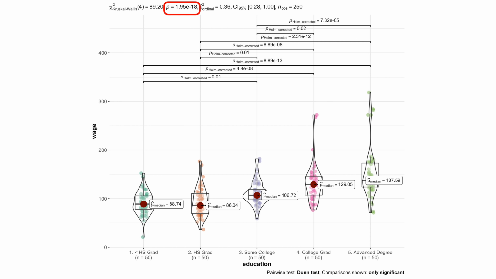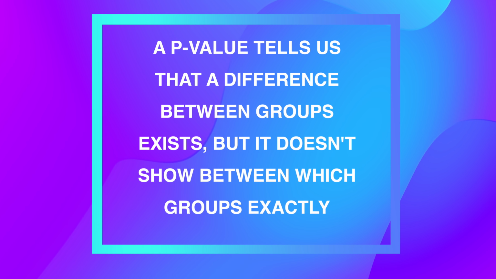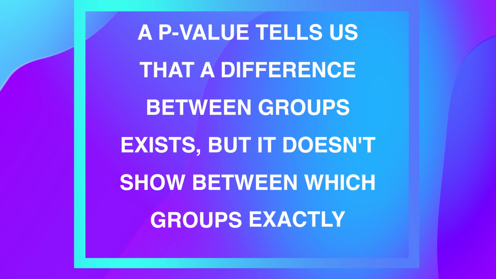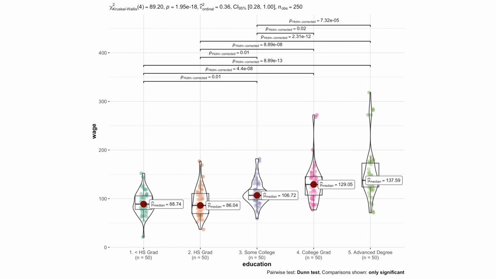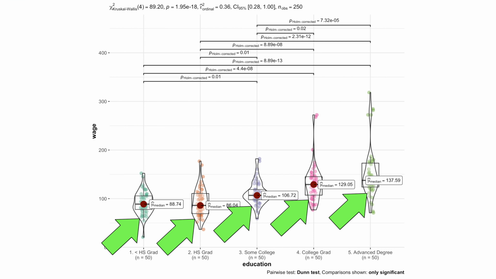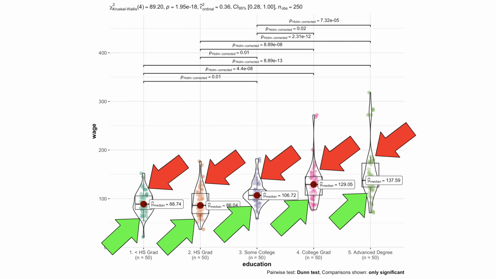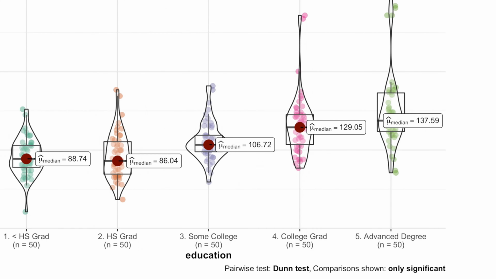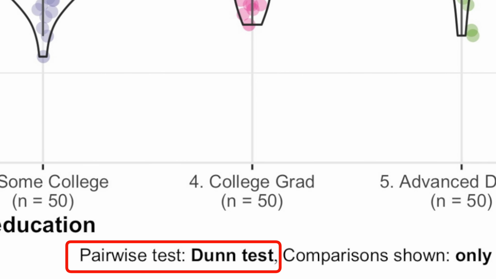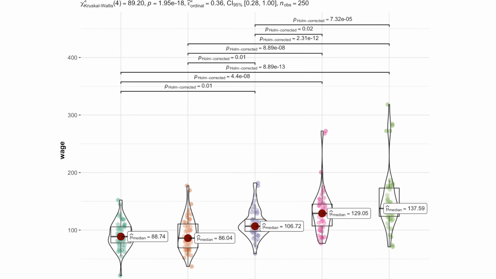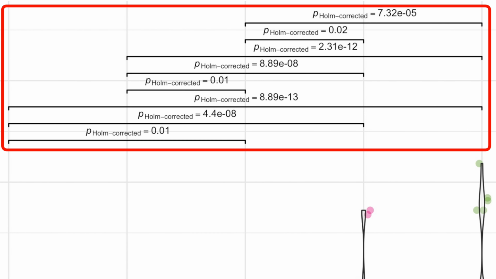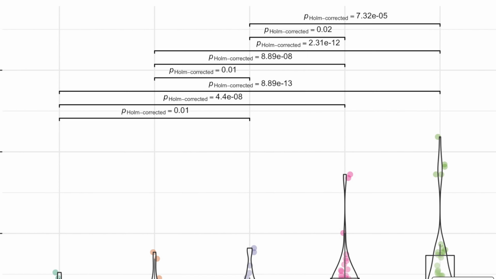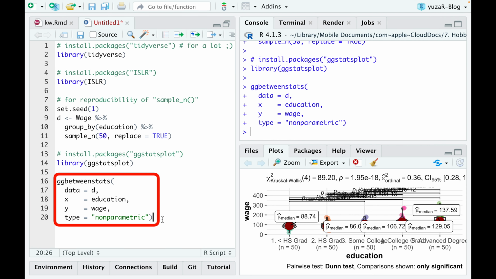A second problem the p-value has is that it tells us that a difference between groups exists, but it doesn't show between which groups exactly. That's why we need to compare every education category to every other education category pairwise. And luckily for us, ggbetweenstats automatically knows that we need pairwise tests for a significant Kruskal-Wallis, conducts those tests, displays p-values, and even corrects these p-values for multiple comparisons without any additional code.